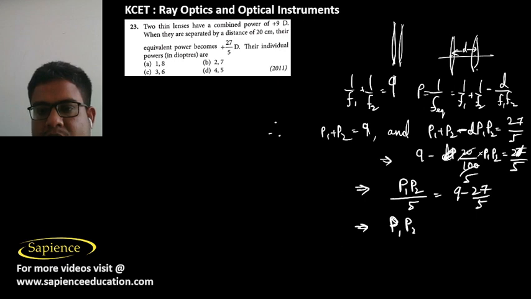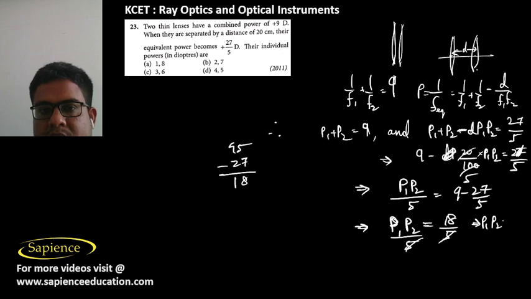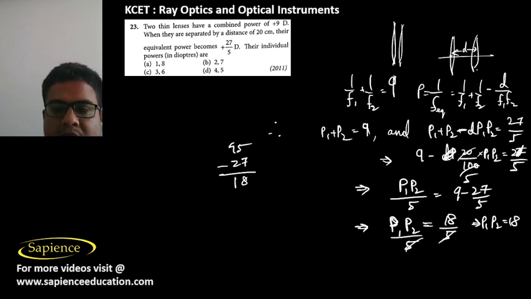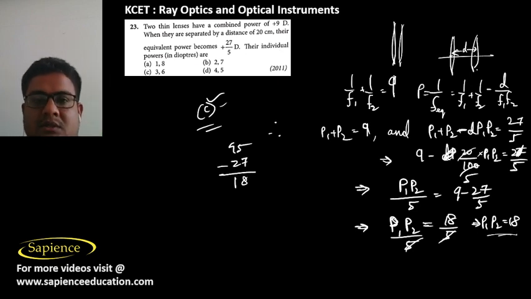P1 P2 by 5 is equal to 5 nines of 45 minus 27, which is 18, so 18 by 5. So P1 P2 is 18. Only in one of the options is the product of their powers 18. That is option C, 3 and 6: 18. Option B: 1 and 8: 8. 2 and 7: 14. 4 and 5: 20. So only in option C, P1 into P2 is 18. So option C is the correct answer.